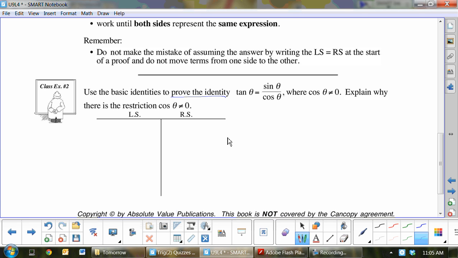Well, I know that tan equals y over x, right? So I'm just going to write this out. Tan theta, and this is sine theta over cos theta. And tan equals y over x. Well, I'm going to work with the right side now. Well, I know that sine is y over r. And I know that cos is x over r.